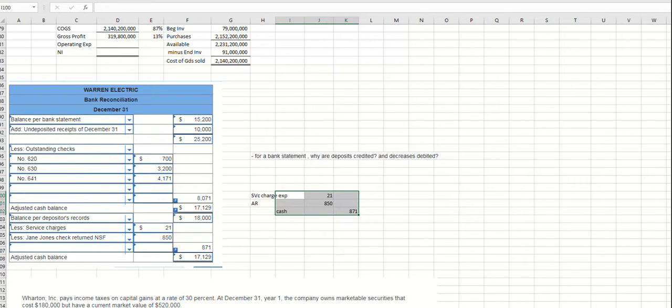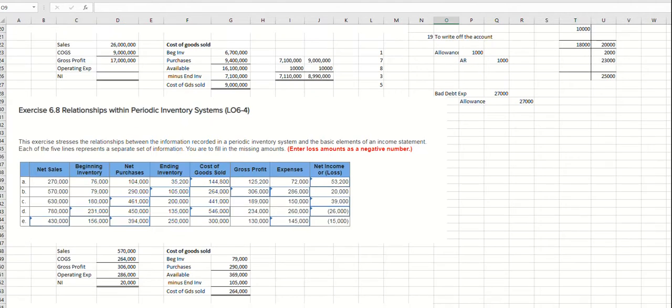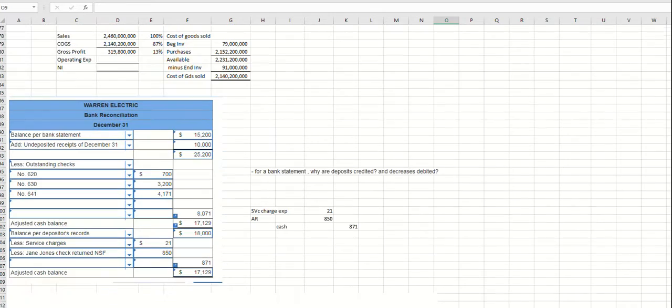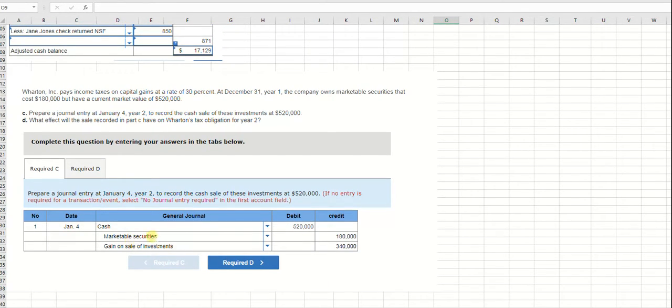But I'll pause here. Okay, the next one, why does the sale of securities with a gain not affect income? That's not a true statement. It does affect net income. So if you look at this particular problem right down here, I had securities on my books for $180. I sold them for $520. So I get them off my books for $180. I debit the cash, and there's your gain, and that gain goes into the income statement. So it does affect net income.